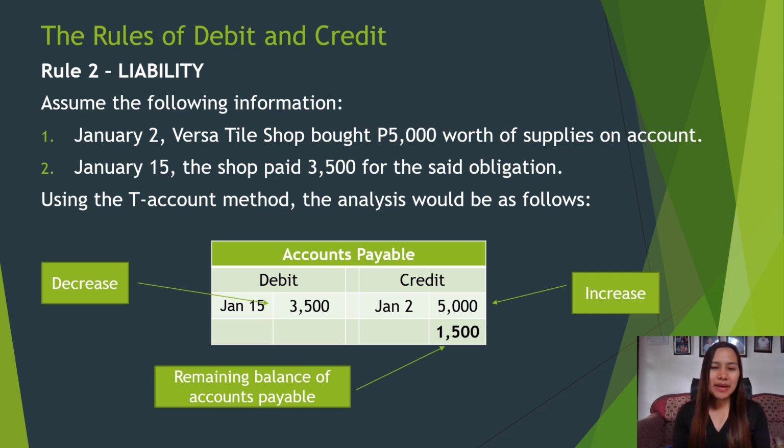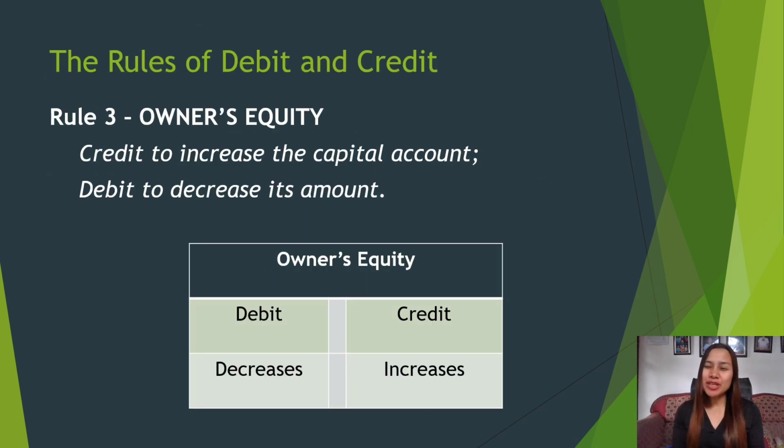Of course, the remaining balance of accounts payable after the partial payment decreases to 1,500. 5,000 balance of accounts payable as of January 2 less partial payment as of January 15, 3,500 equals ending balance of accounts payable as of January 15, or the outstanding balance of accounts payable as of January 15 amounts to 1,500 pesos.